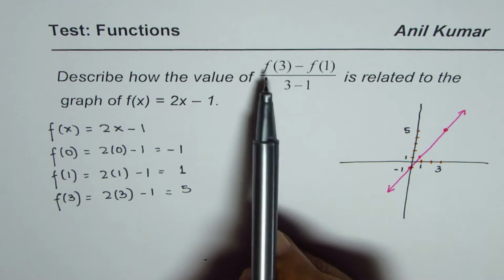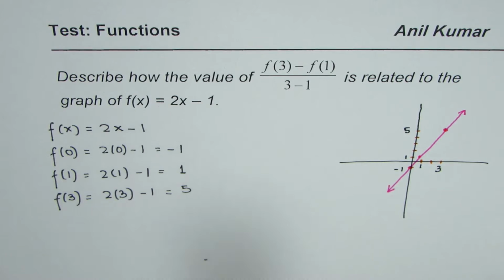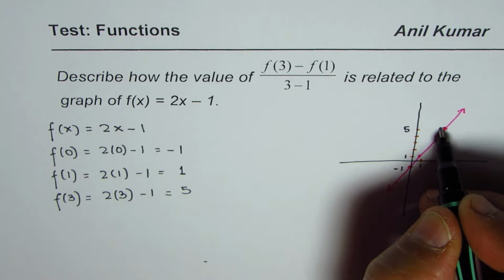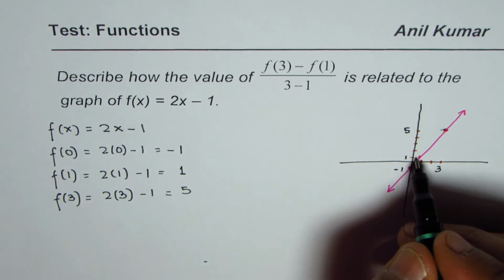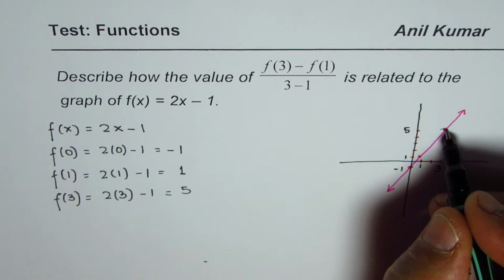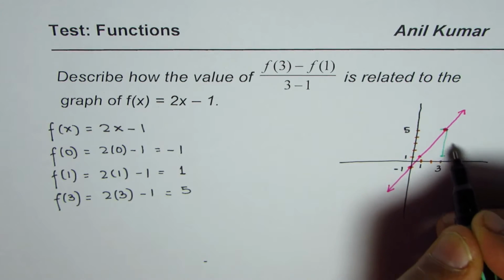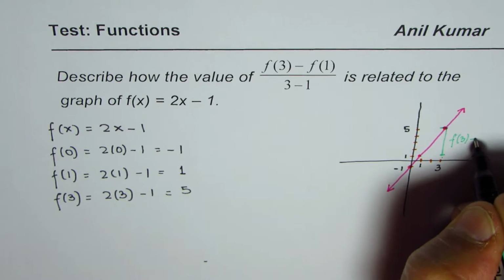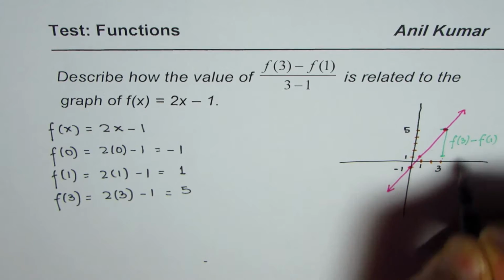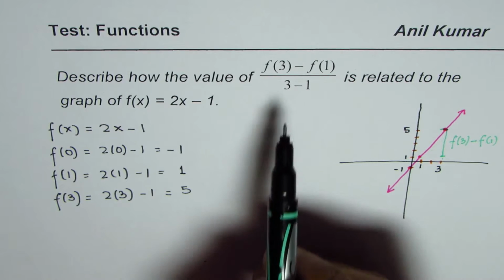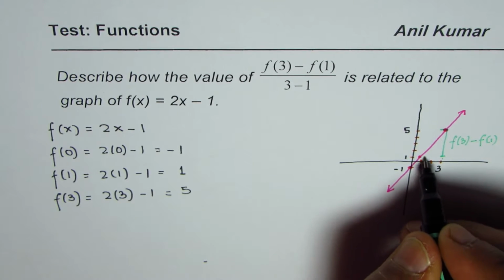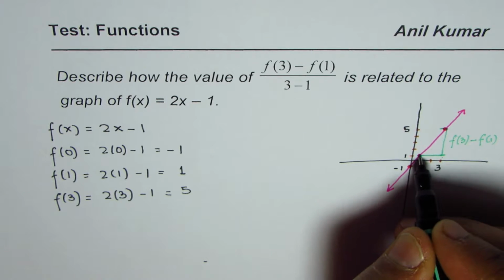Now what is the meaning of f(3) − f(1)? f(3) means the value of the function at 3, which is 5, take away f(1), the value of the function at 1. So basically it is this distance. This distance here is f(3) − f(1). And now what is 3 − 1? These are the x values. 3 minus 1, so that is this distance, correct?